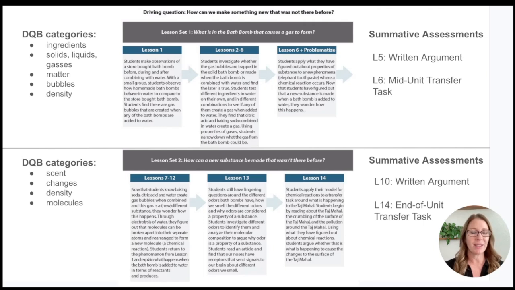But the way this is done that I'm explaining, it really helps you kind of control the chaos of a driving question board. Now, in the second lesson set, we're going to get more into chemical changes.